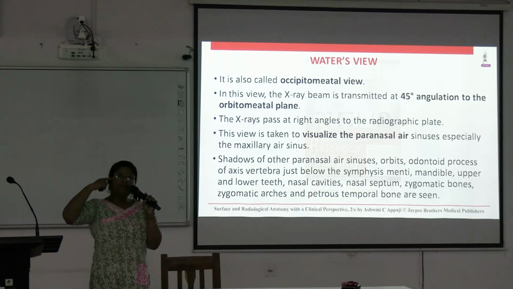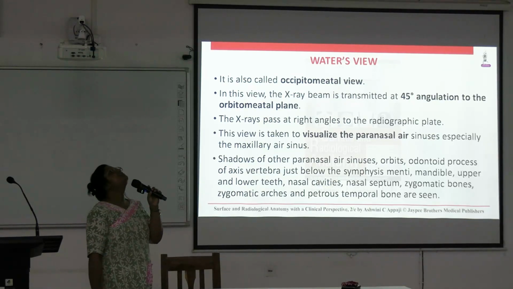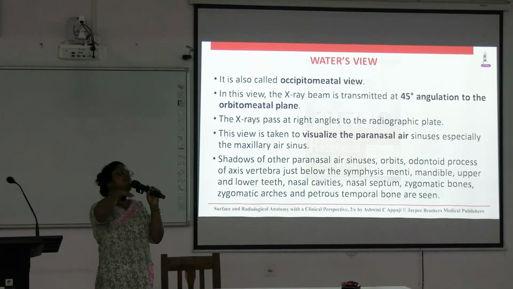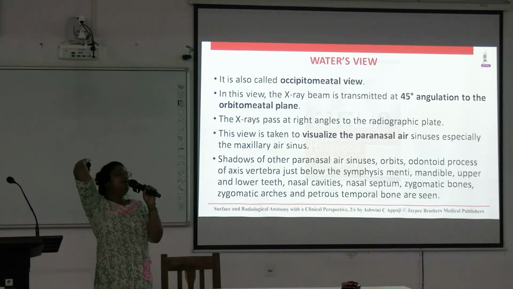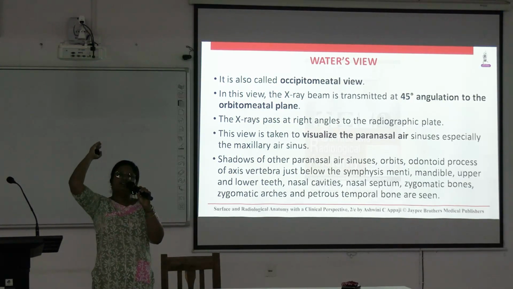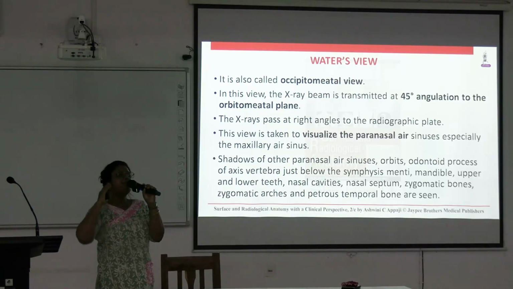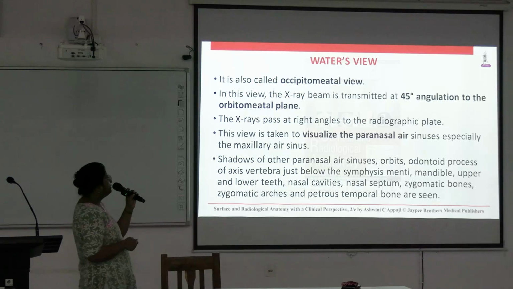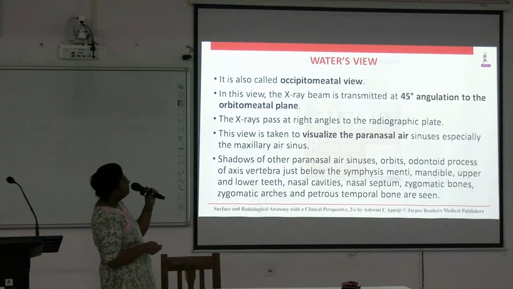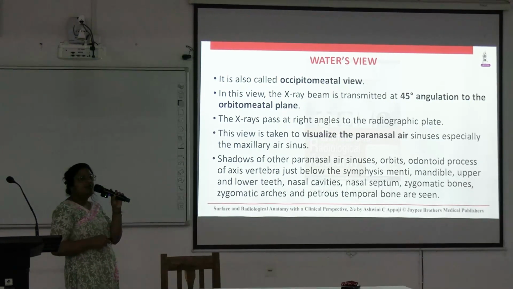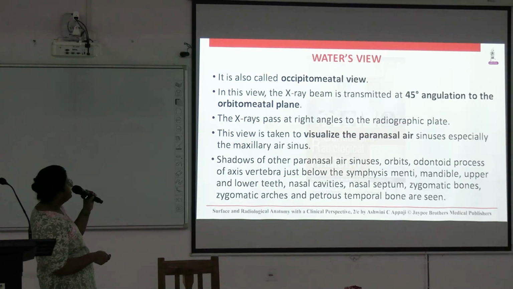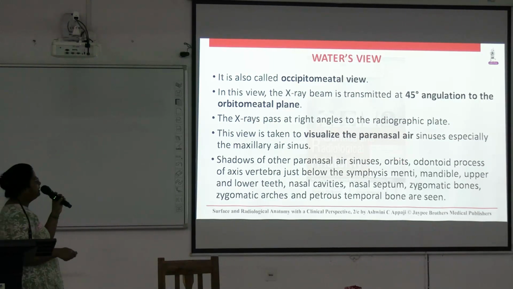This is the orbitomeatal plane. So the patient is asked to flex the neck posteriorly and the X-ray beam is passed from the chin region and the plate is placed posteriorly. So this will be the occipitomeatal view or Waters view. That's how the X-ray beam is transmitted at 45-degree angulation to the orbitomeatal plane, and the beam passes at right angle to the radiographic plate.